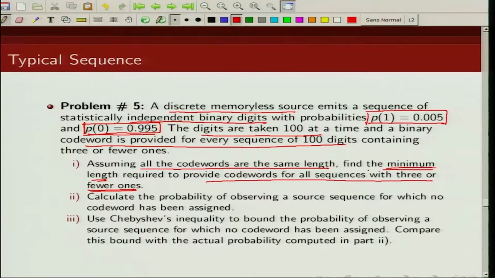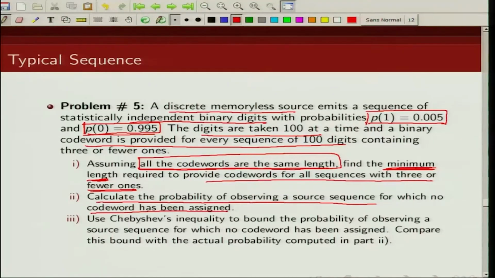So the question asks, what is the minimum length required to provide code words to all sequences which have 3 or fewer ones, assuming that all code words are of the same length. So that's the first part of the question. The second says, calculate the probability of observing a source sequence for which no code word has been assigned.